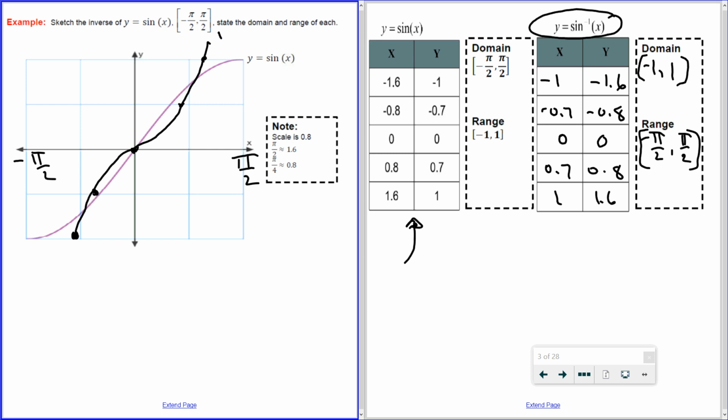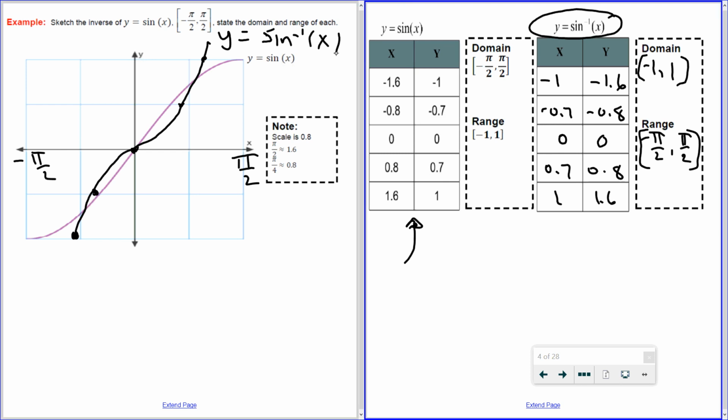So this would be arc sine or sine inverse of x. That would be what the inverse looks like. Okay, so we can see what the graph of the inverse looks like with that restricted domain. So let's use this idea of restricted domain to answer some questions.